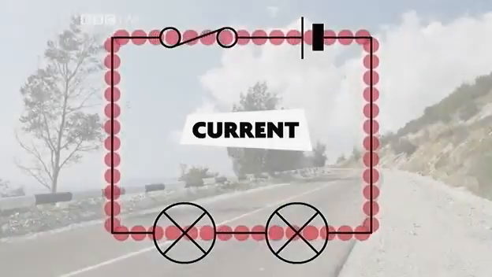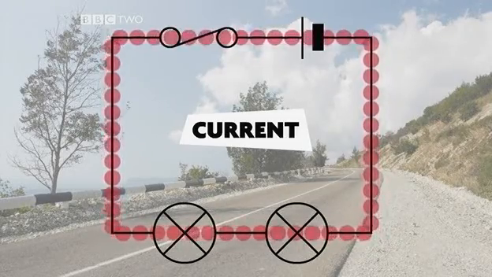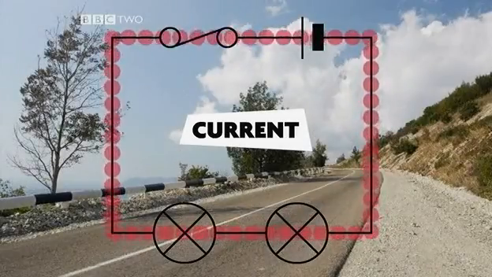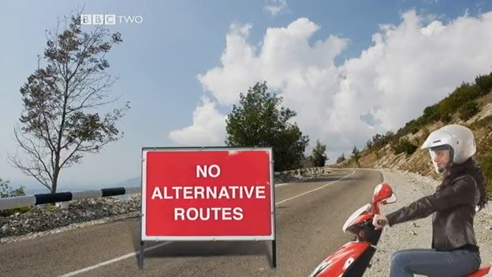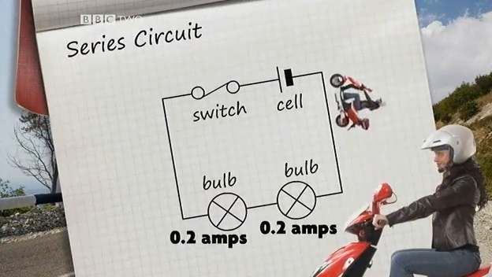Current is flow of moving charge. The more charge flows, the higher the current. In a series circuit, the current flows through each component in turn, and there are no alternative routes. Each part of the series circuit has the same current, measured in amps.